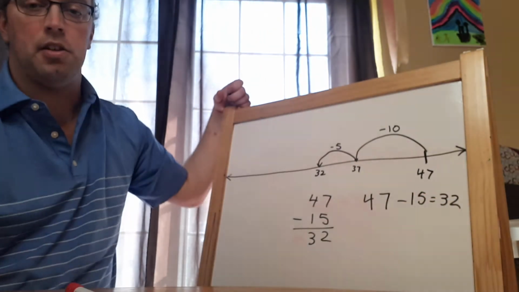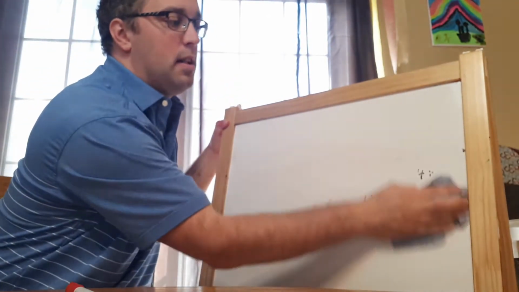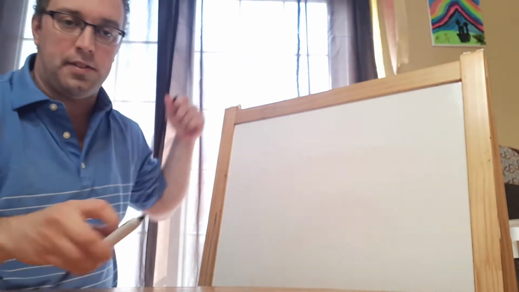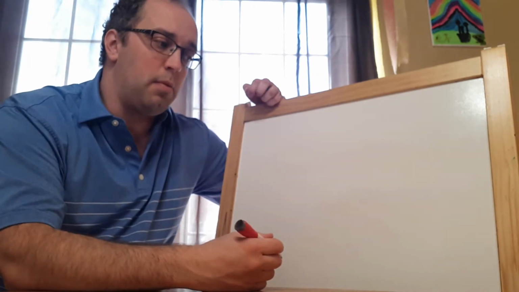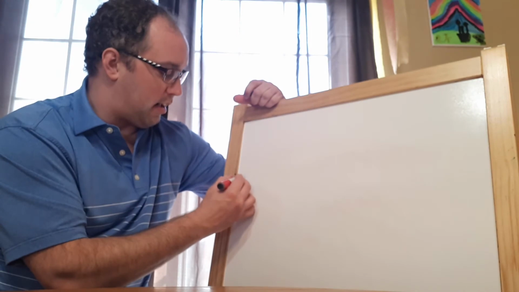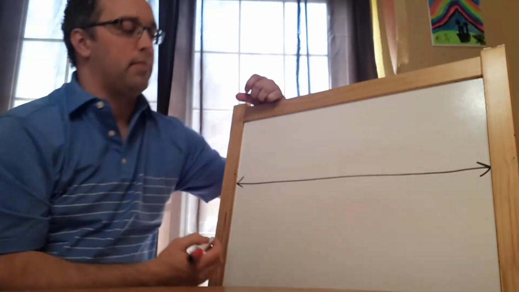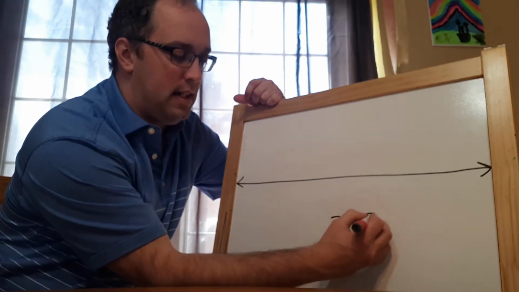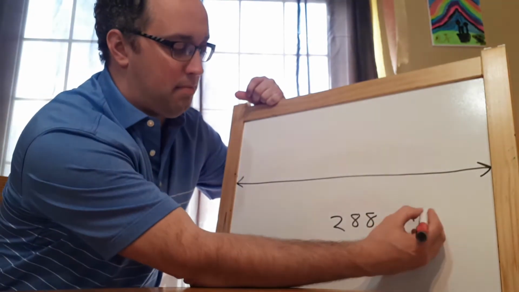All right, now I'm going to get into larger numbers, 3-digit numbers. So in grade 3, one of our outcomes is we have to represent and add 3-digit plus 2-digit numbers. So I'll do one example there, and I'll draw my open number line. And let's say we have 288 plus, let's do 99.